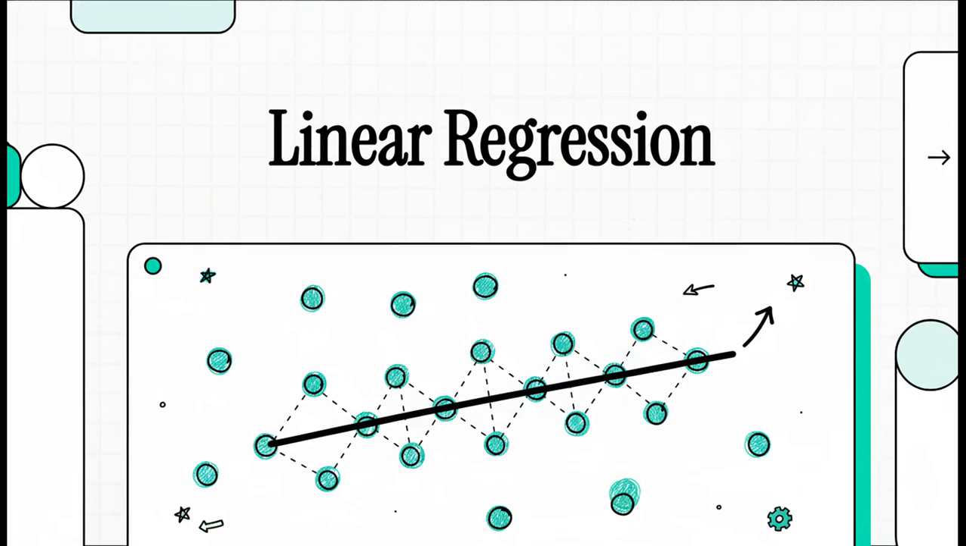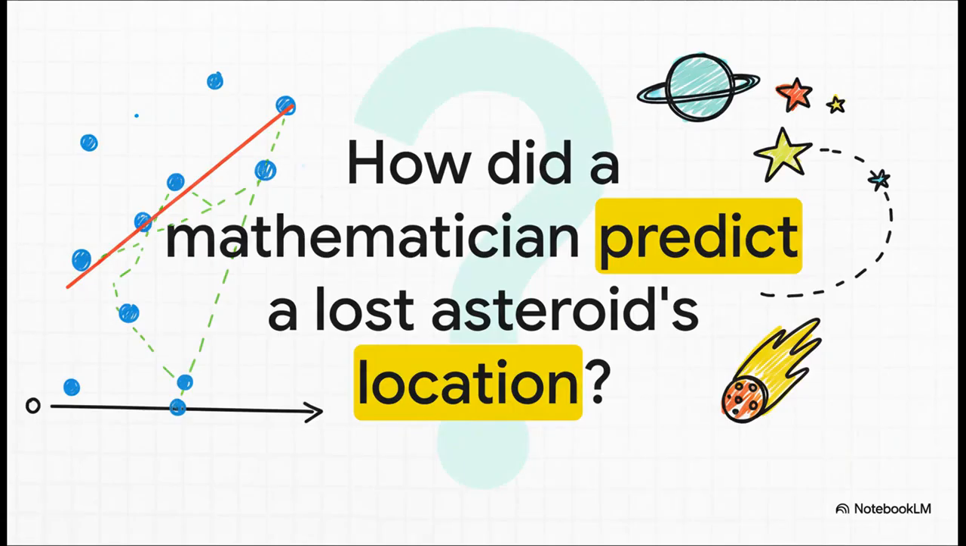Hey everyone, and welcome. Today we're going to talk about one of the absolute cornerstones of machine learning, linear regression. It's this incredibly powerful yet surprisingly simple idea that teaches a machine how to find hidden straight-line patterns in data, turning a bunch of scattered dots into really confident predictions. But to really get it, let's start with a story.